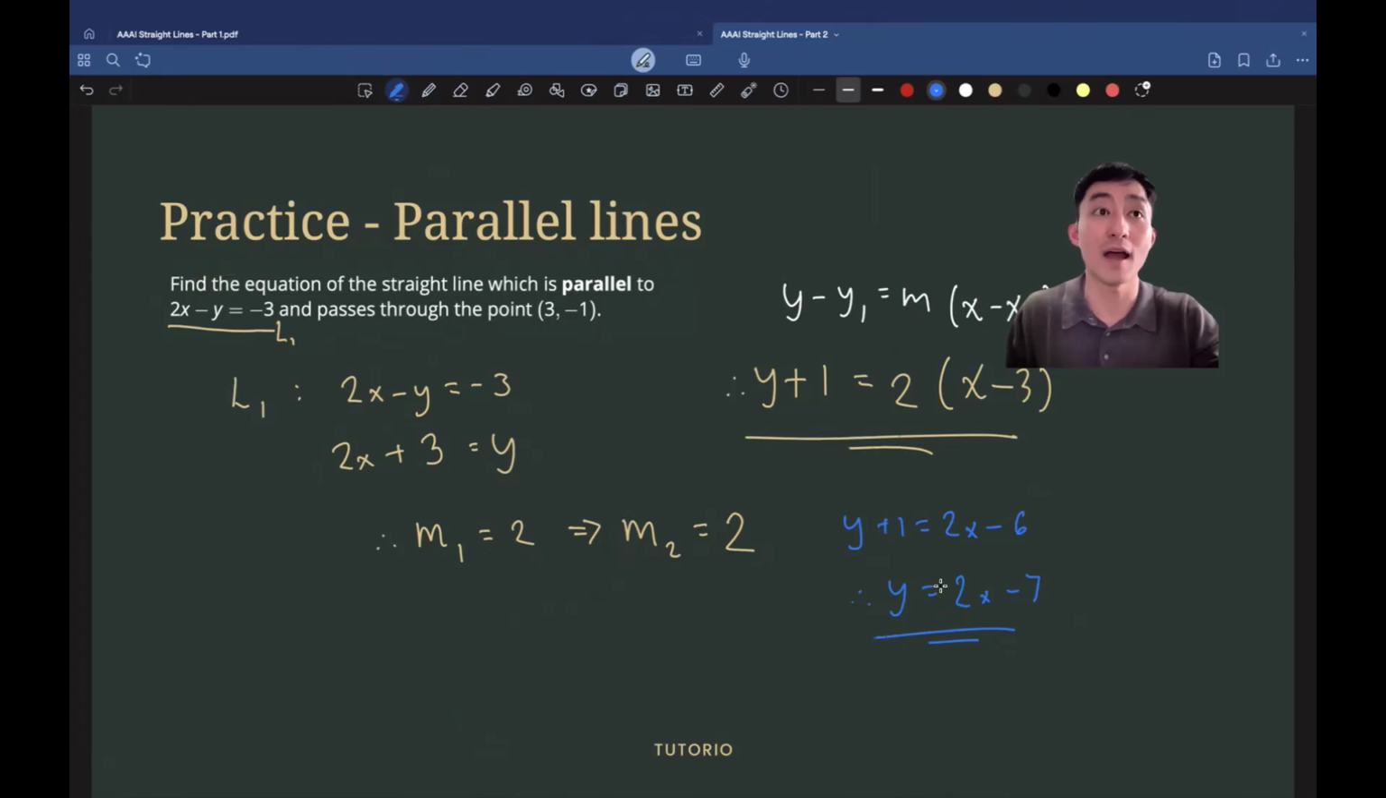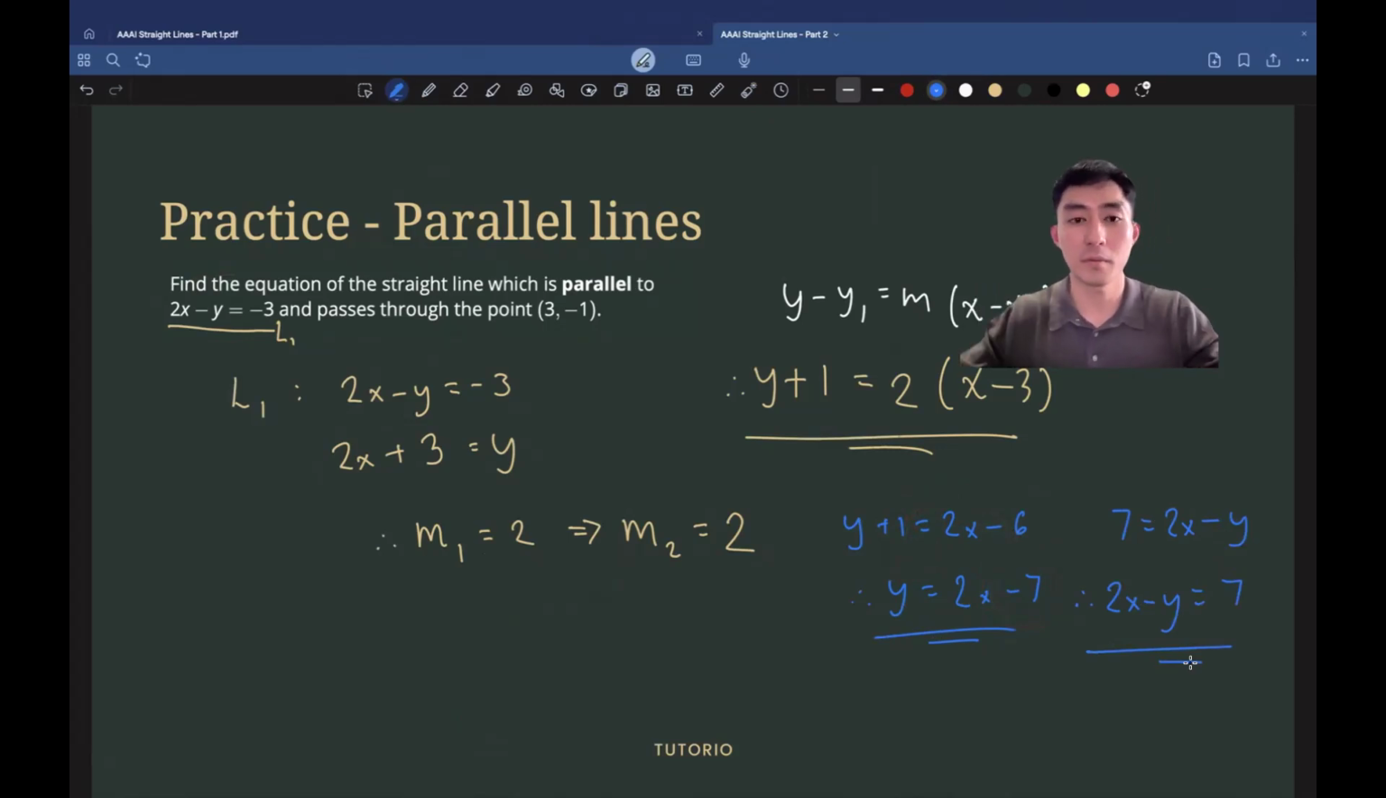And if we want to finalize it into the general form, we move the y from the left to the right, and move the minus 7 to the left. So we isolate it there, and we get 7 equals 2x plus minus y. And then we switch the left with the right-hand side. So this is the general form.